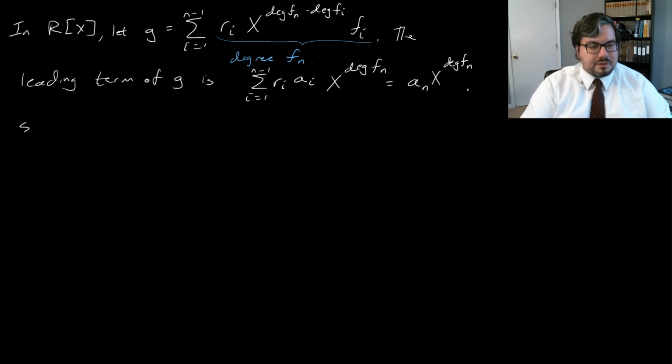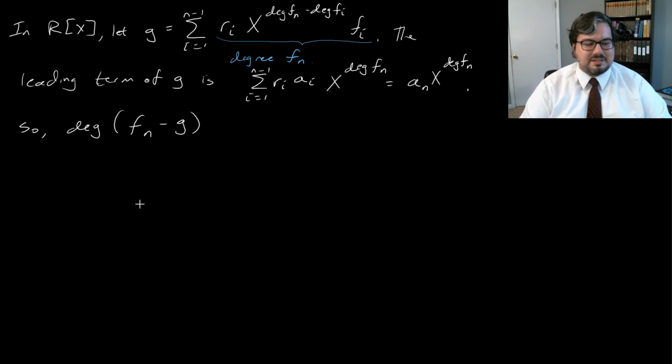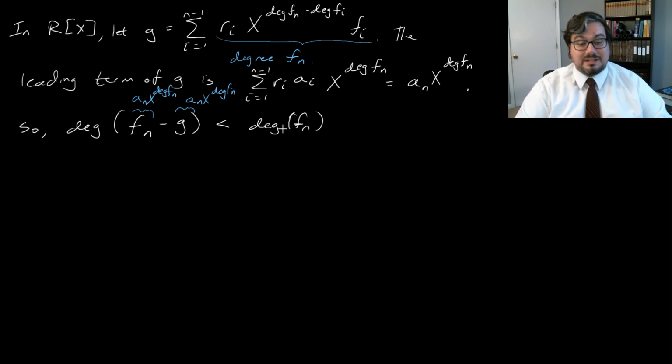So that means that if I look at the difference Fn minus G, the leading term of Fn is An x to the degree Fn, and the leading term of G is also An times x to the degree Fn. And so in particular, this means that the degree of this difference has to be less than the degree of Fn, because the leading terms are going to cancel each other out.